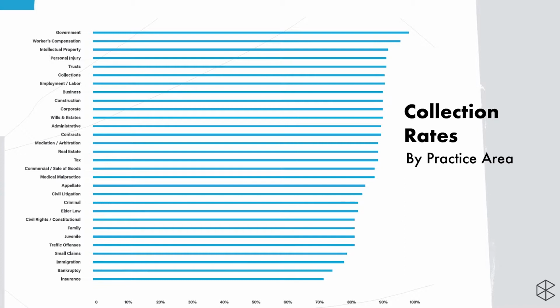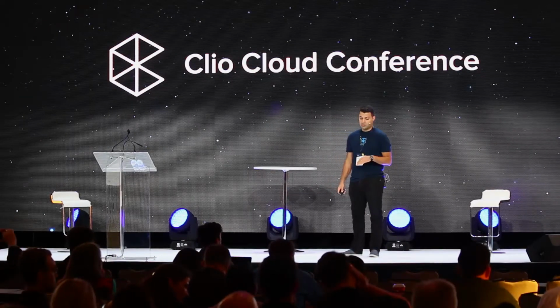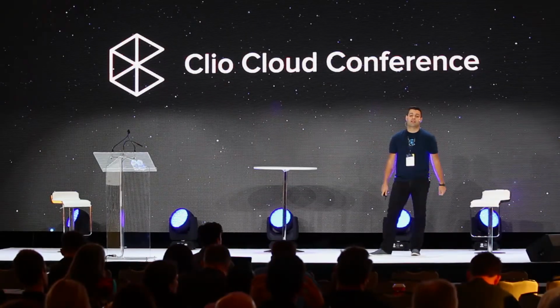So the top collection rates we saw by practice area came in from government, workers' compensation, and intellectual property. At the bottom end of the spectrum, and substantially lower, we saw insurance, bankruptcy, kind of not a surprise, immigration, and small claims, among others. And a bit more of a spread in terms of what practice area you go to and how much you can expect to collect as a percentage of what you send out on your invoices.